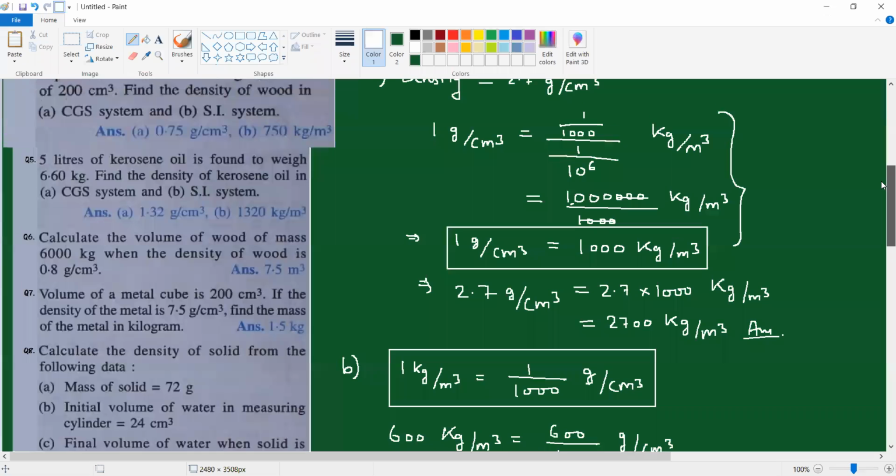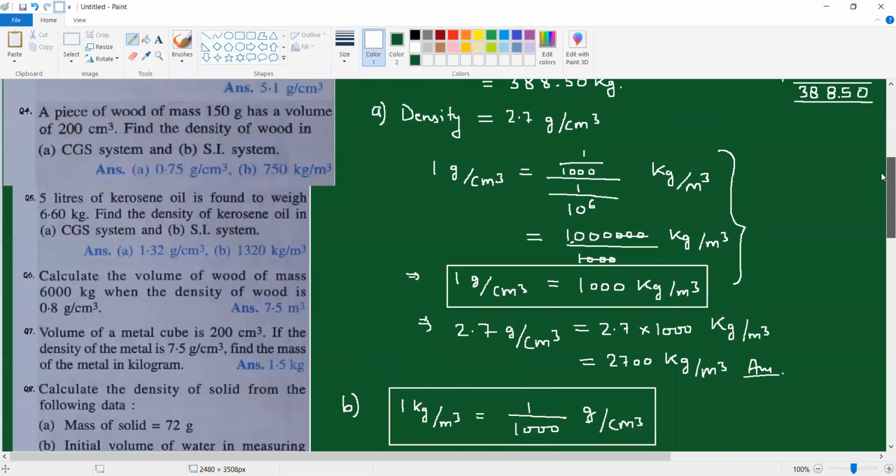So now I'm going to solve question number 4. We are going to discuss it. A piece of wood has mass 150 gram and has a volume of 200 centimeter cube. Find the density of wood in CGS system and SI system. So what is CGS system? In CGS system, we take length in centimeters, weight in grams, time in seconds. So the unit of density will be gram per centimeter cube.